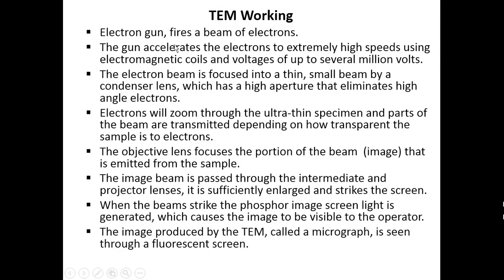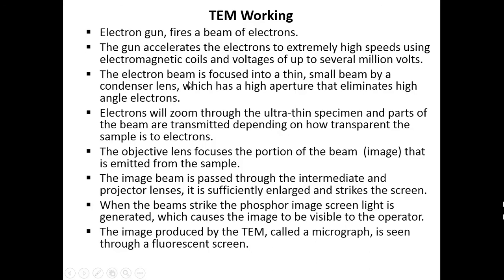Now, the electron gun fires the beam of electrons. The gun accelerates the electrons to extremely high speed using the electromagnetic pulse and voltages of up to several million volts. I told you it may be nearly about 3 million volts in order to have such a very high speed electron emission to take place. That is necessary. That high voltage is necessary. That is what the electron gun is doing.